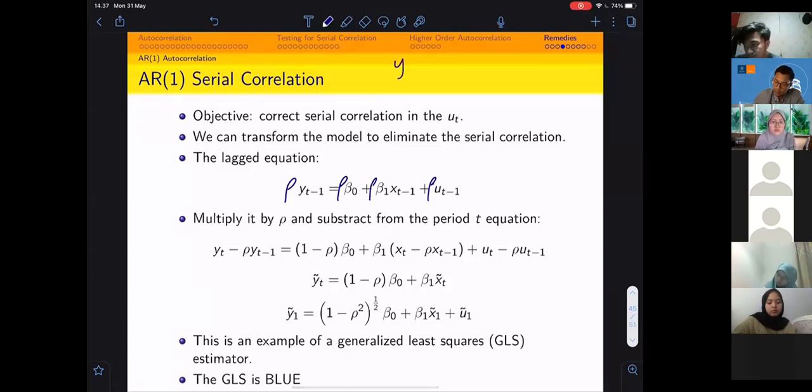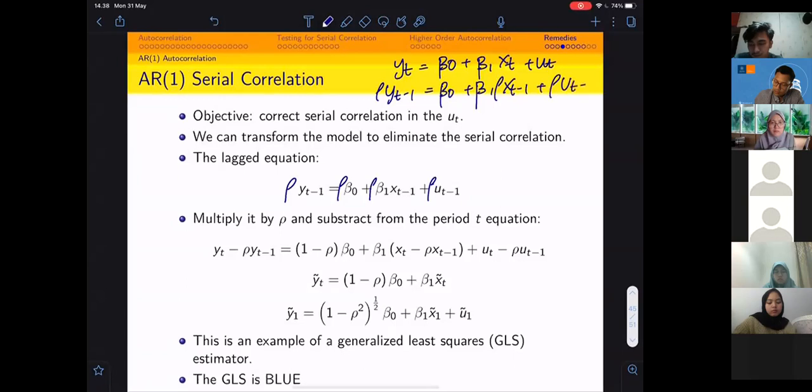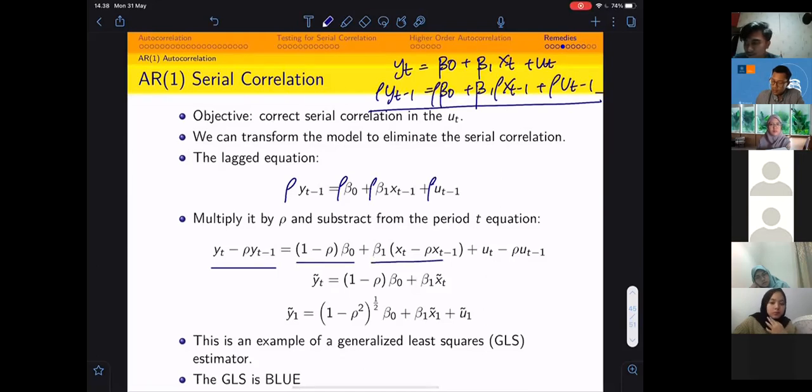Okay, so you have y_t = β0 + β1 x_t + u_t, and then you have ρ y_{t-1} = ρ β0 + ρ β1 x_{t-1} + ρ u_{t-1}. Okay, and then once you subtract that, this is what you get. You basically have y_t − ρ y_{t-1}, and then you have (1 − ρ) β0, and then you have β1 (x_t − ρ x_{t-1}), and then you have u_t − ρ u_{t-1}.